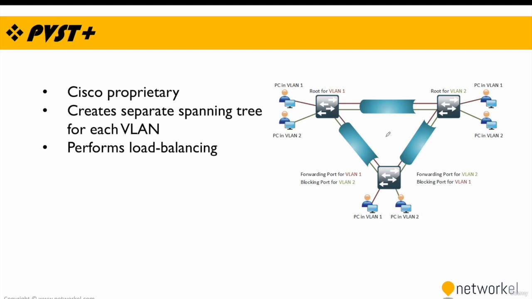So as you can see on the screen, what PVST+ is doing is creating a separate spanning tree instance for each VLAN. For example, for VLAN 1, this one is the root bridge. For VLAN 2, however, this switch is the root bridge. So for example, this port of this switch is a forwarding port for VLAN 1, however, it is a blocking port for VLAN 2.